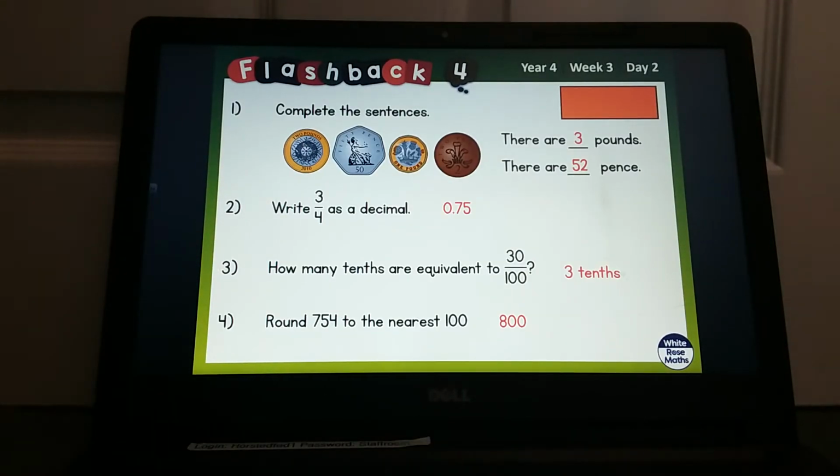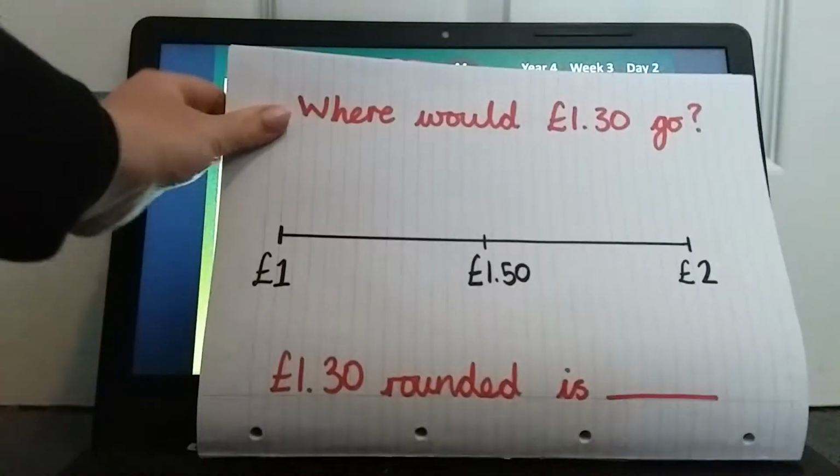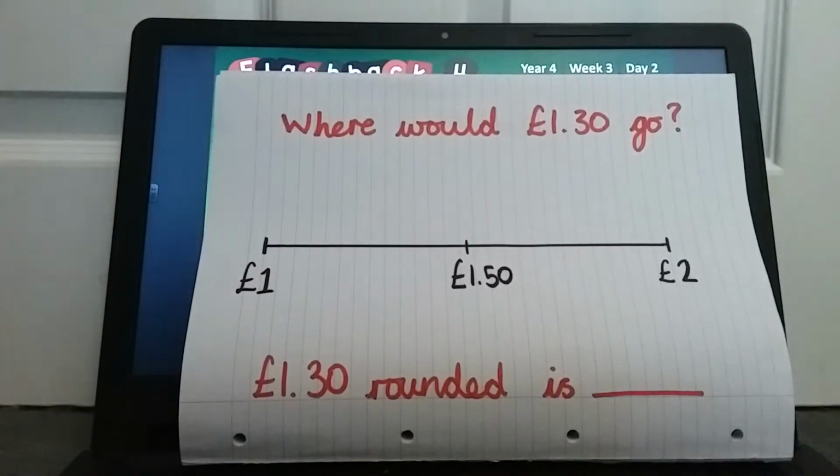So, today we are going to be thinking about estimating money. We have done some estimating before, but not with money. What did we use to help us with our estimating before? And I'll give you a clue. It's something we've already done today in our flashback 4. Well done. We're going to use rounding to help us with our estimating. Remember, estimating is finding a rough answer, so we don't want to find exactly, we want to know roughly where it would be. So we need to learn how we're going to be estimating and rounding with our money.